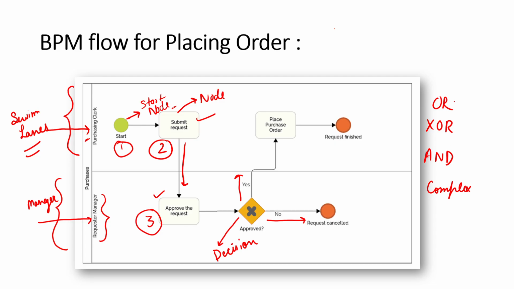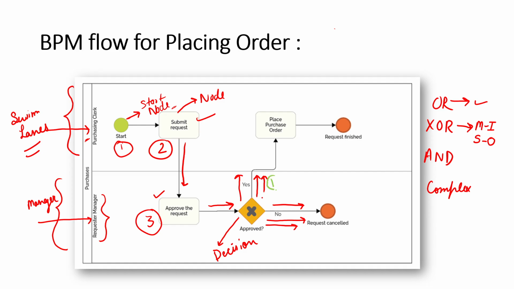So what is this OR? OR is basically multiple: multiple can be incoming and multiple can be outgoing at once. That is OR. XOR is where multiple incoming can be there, but outgoing will always be single. It means either this one or this one. Only one particular path will be followed, right?